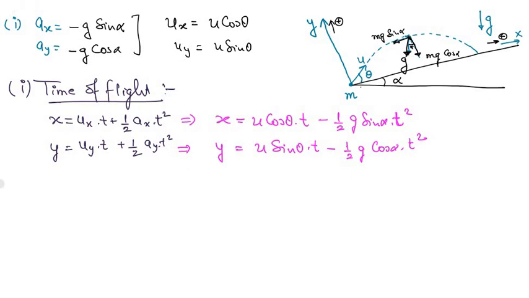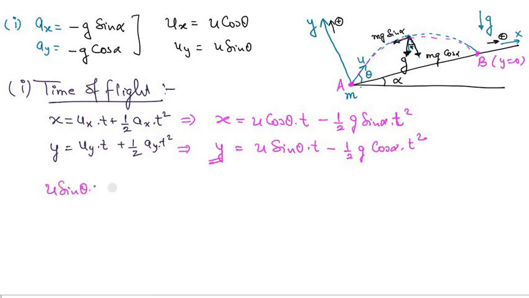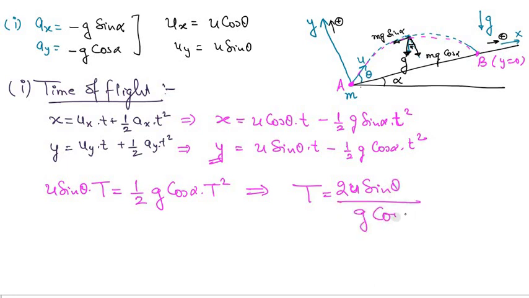Now time of flight is defined as the time taken by the particle to travel from point A to point B. At this point, y is equal to 0. So let's substitute y equal to 0. You will get u sin theta into capital T, the time of flight, equal to half g cos alpha into T square. So you will get T equal to 2u sin theta upon g cos alpha. This is your time of flight in this type of motion.